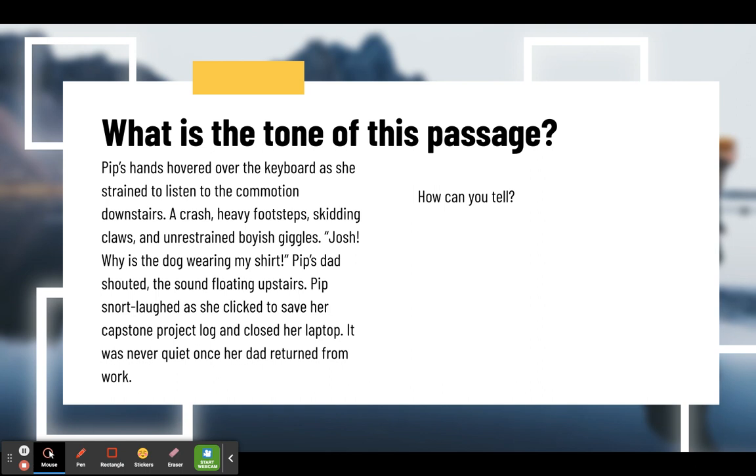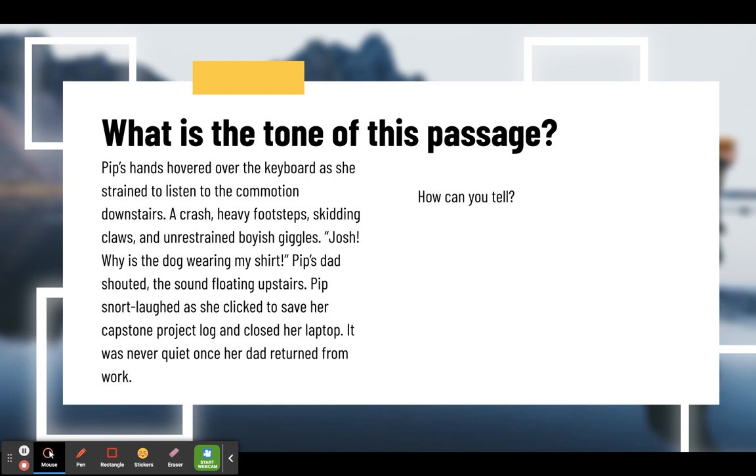This is from the book A Good Girl's Guide to Murder. Pip's hands hovered over the keyboard as she strained to listen to the commotion downstairs. A crash, heavy footsteps, skidding claws, and unrestrained boyish giggles. "Josh, why is the dog wearing my shirt?" Pip's dad shouted, the sound floating up the stairs. Pip snort laughed as she clicked to save her capstone project and closed her laptop. It was never quiet once her dad returned home from work.